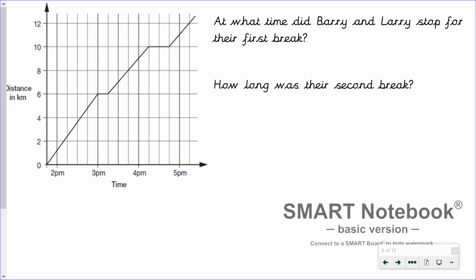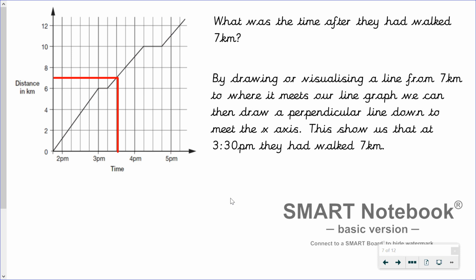We can also work out how far they traveled at certain times, or what time it was when they traveled that amount. So what was the time after they walked 7 kilometers? What we have to do is we have to visualize a line coming from the information we're given, 7 kilometers, which is going to be halfway between 6 and 8, and we draw it so it meets a straight line, so it meets our line graph. Where it meets, we stop.